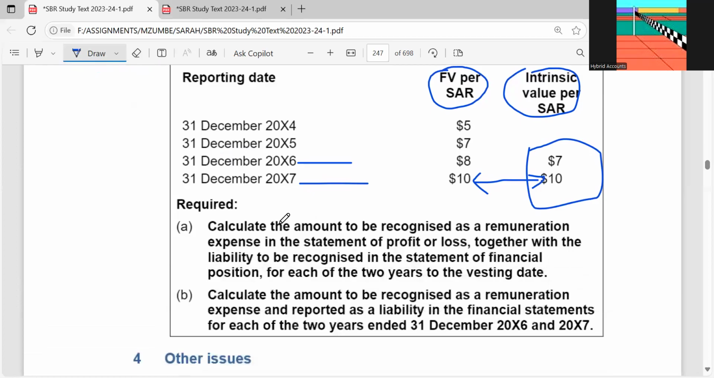Required A, calculate the amount to be recognized as a remuneration expense in the statement of profit or loss, but also the liability in the statement of financial position for each of the 2 years to the vesting date. Okay, the first part is normal, right? The first part is very, very normal, just like we did in the previous example. What are you going to do for the first part now?